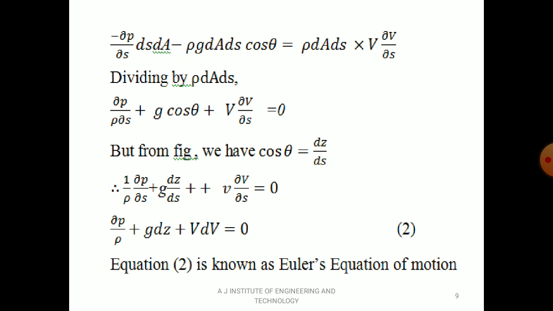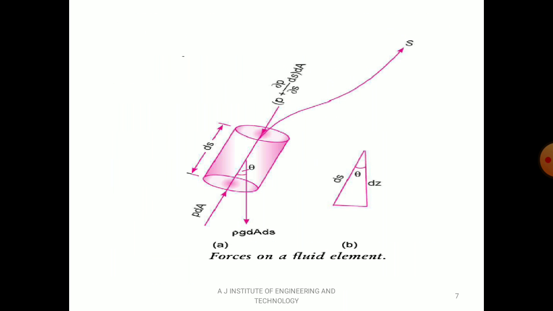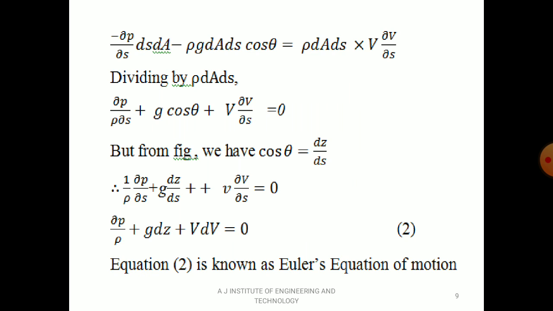But from the second figure, we can see that it is a small fluid element. So cos θ can be obtained as adjacent by hypotenuse. Adjacent is dz, hypotenuse is ds. So cos θ equals dz divided by ds, and we can substitute cos θ as dz divided by ds.